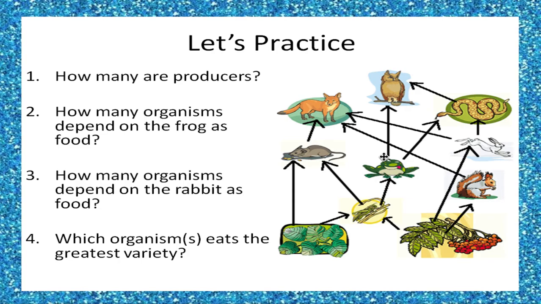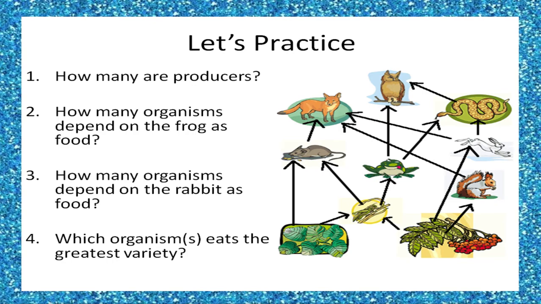So let's look. Where are our arrows flowing? The owl relies on the frogs, and the snake relies on frogs as food. How many organisms depend on the rabbit as food? So let's find our rabbit. Over here, here's our rabbit. How many organisms depend on the rabbit as food? So let's look where our arrows are pointing. We have one pointing at snakes, which means snakes rely on rabbits for food, and also foxes rely on rabbits as food.